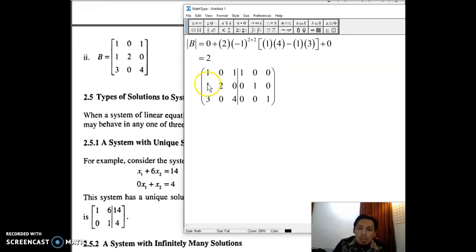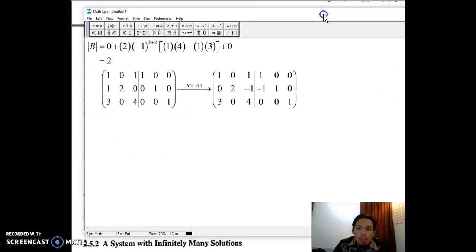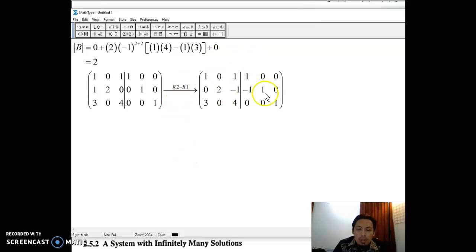So let's change this to 0. How to make 1 here become 0? We can subtract R1 from R2. So 1 minus 1, you will get 0. There you have it. After subtracting R1 from R2, we get this.